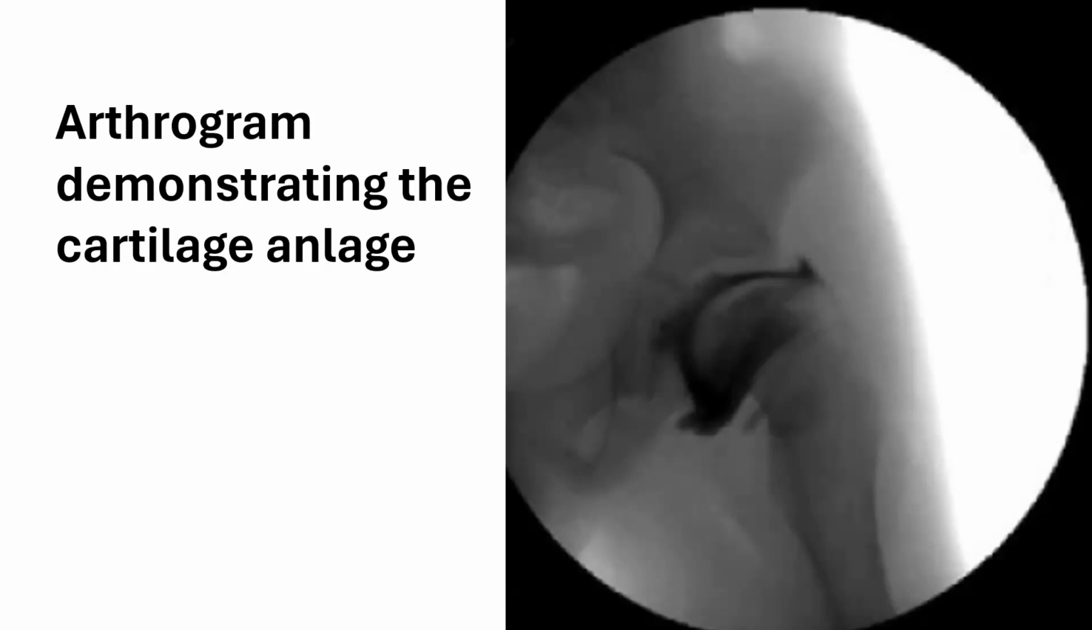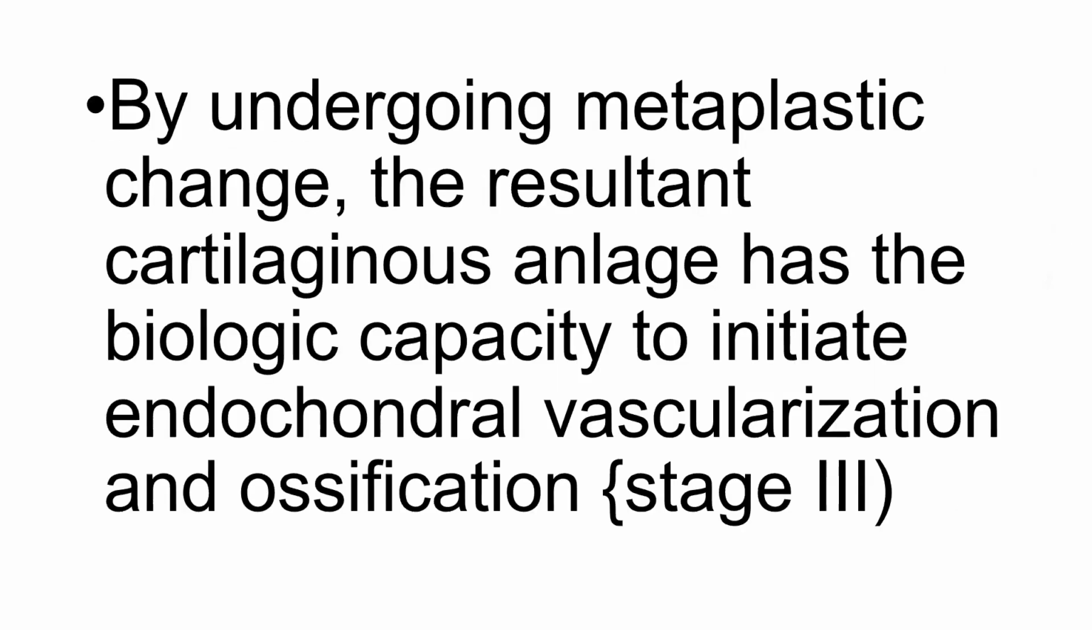By undergoing metaplastic change, the resultant cartilaginous anlage has the biologic capacity to initiate endochondral vascularization and ossification. That is what I spoke about on page 3. Reossification. Okay? We can have reossification and remodeling.